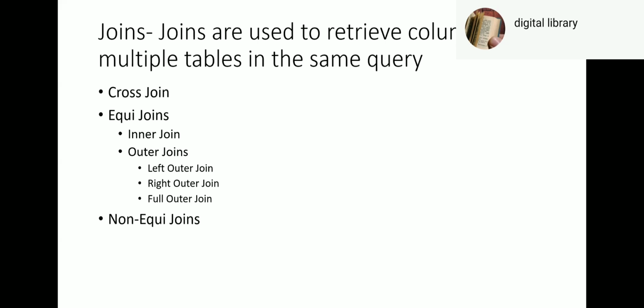What are the different types of joins? We have to go through all these types of joins. Cross join, equi-joins. Equi-joins are of two types: inner join, outer join. Outer joins are of three types: left outer, right outer, and full outer. Okay. And then the next type of join is non-equi joins. So you have to go through all the types of joins one by one.